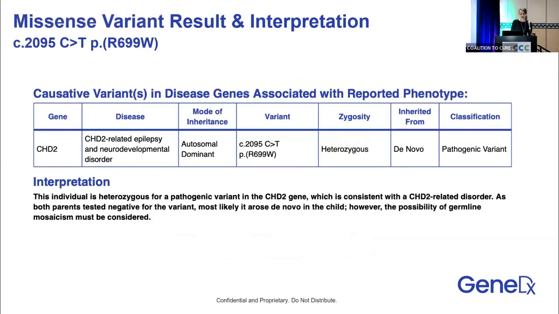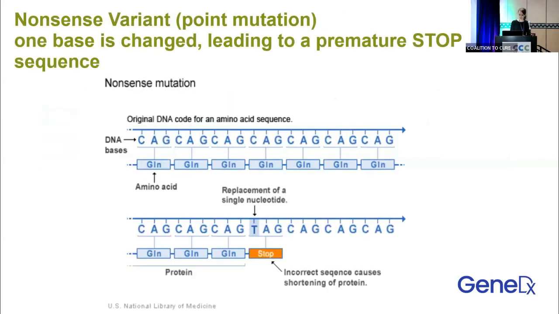And this is what it would look like on a report. So under the variant column, you can see at base number 2095, the C was changed to a T. So again, a nonsense variant, it'll have that point mutation, but it results in a stop codon. Whereas you can see on that top picture, you should have more amino acids. And on the second picture, that one letter change creates a complete stop codon, causing an incorrect sequence and shortening the protein.